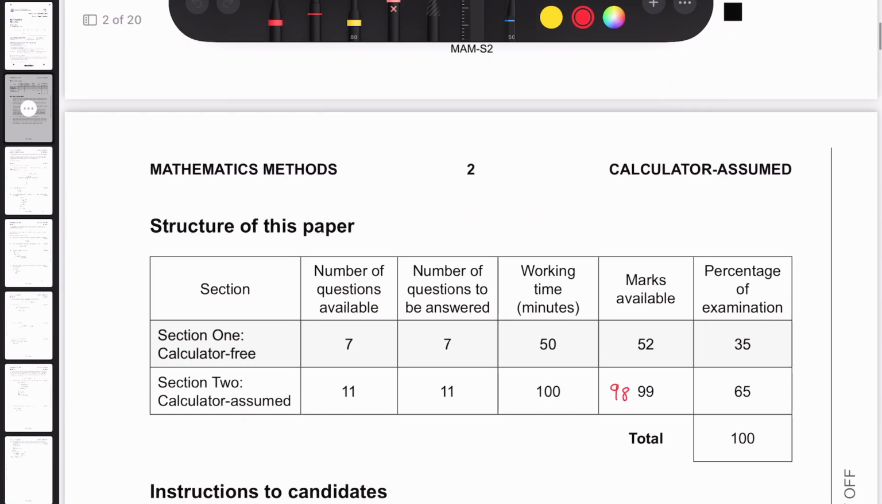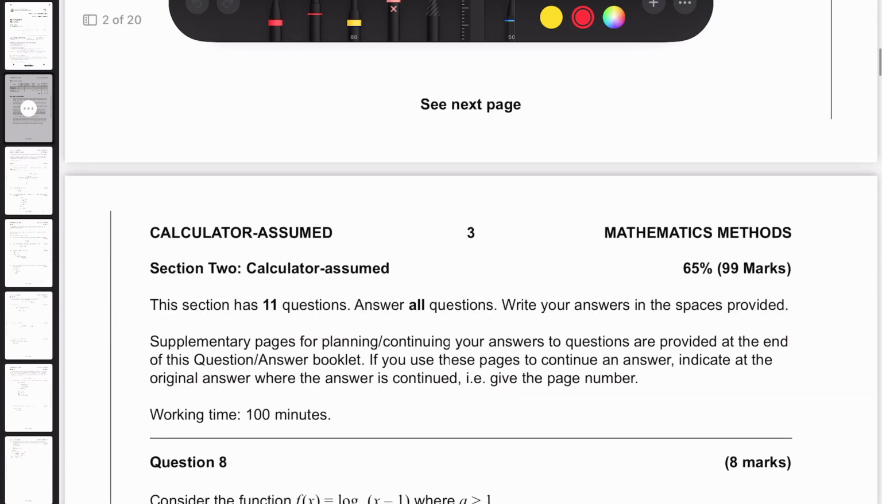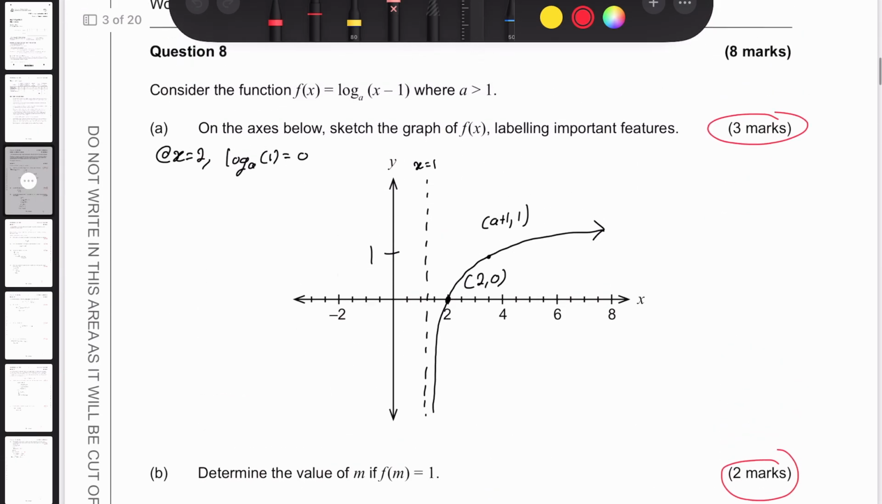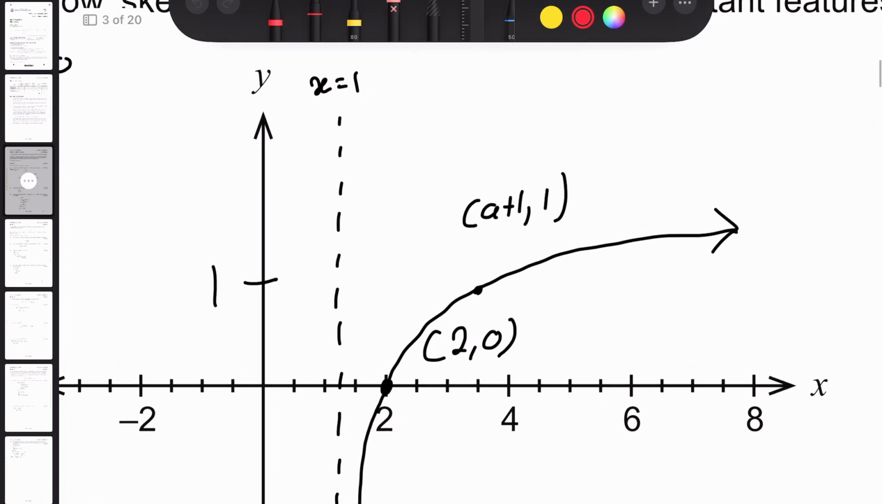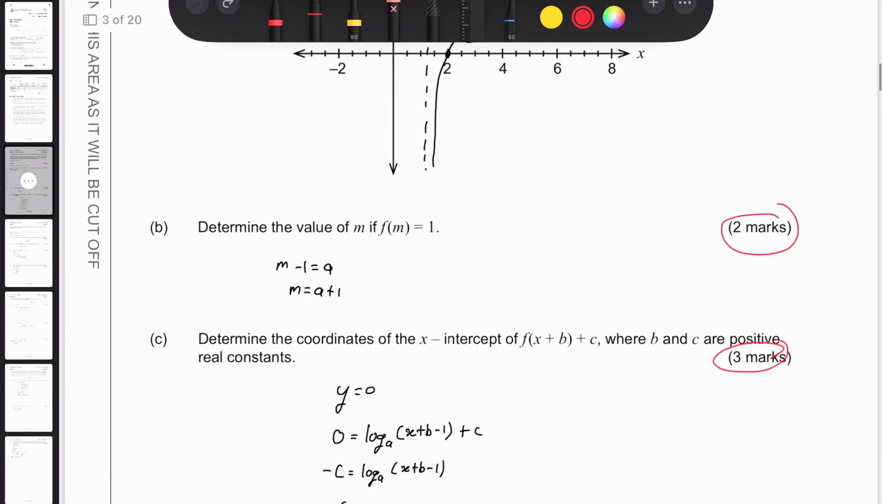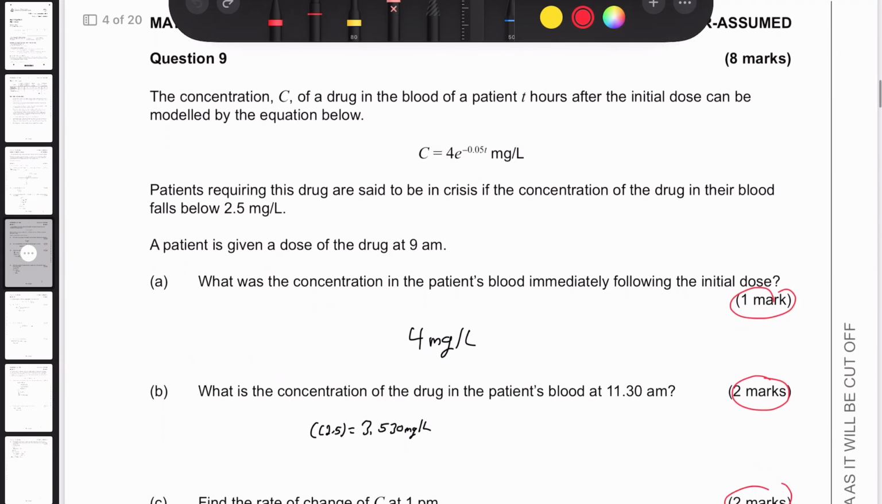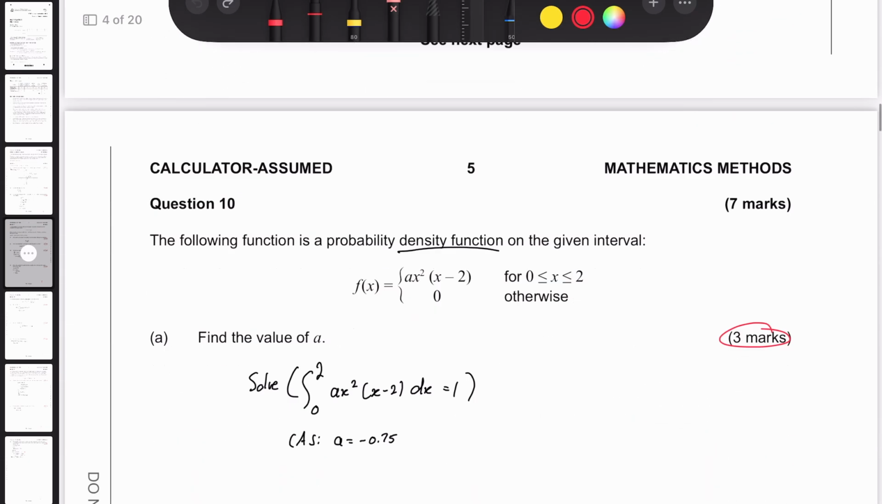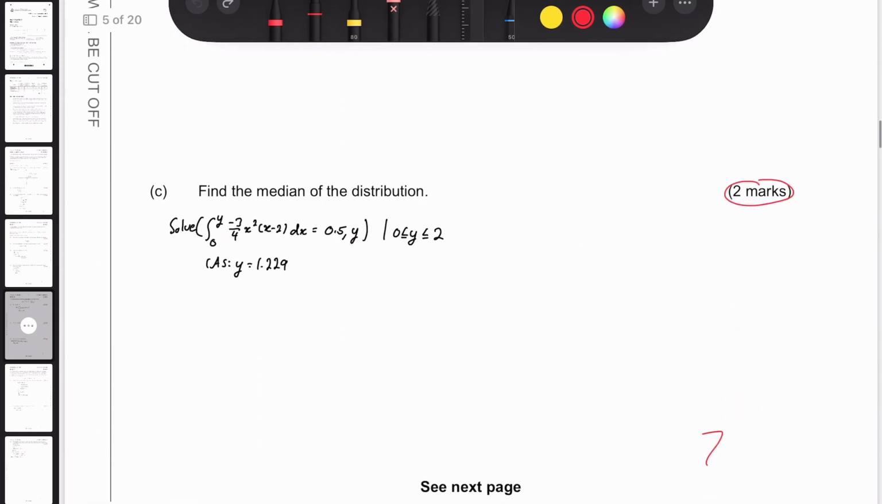And again, for calculator assumed, we only had 1 mark missing. We'll find it in a second, but here, we didn't need to include this bit. All we needed was the asymptote, the correct shape, and then this intercept. And that would have got us the full 3 marks. And then m equals a plus 1, all of this was correct. Bada bing, bada boom.